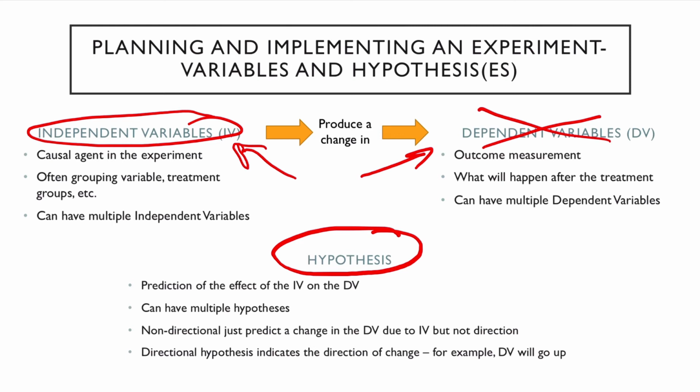Hypotheses can be non-directional or directional. What that means is a non-directional hypothesis says that there will be an effect of the independent variable on the dependent variable. It doesn't say what direction the effect is. So it might say that a high-intensity interval training program will change the performance in a 5K. That's saying that there will be an effect, but it's not positive or negative.